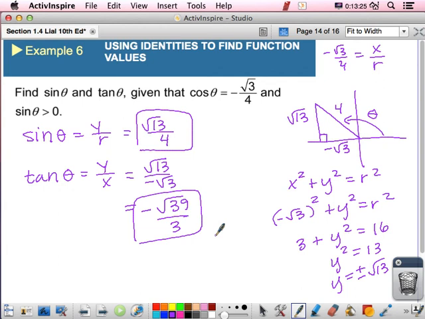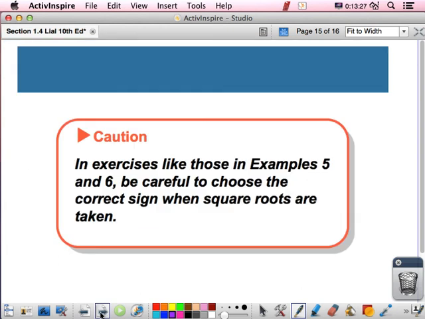Okay. We're going to kind of caution you right here. If you are using the identities, remember that when you take the square root of both sides, and that's true even with the Pythagorean theorem in this case, you have to consider positive and negative. And you always choose positive or negative based on what quadrant you are in. So be careful when you're drawing these diagrams and make sure you don't leave any negatives off.